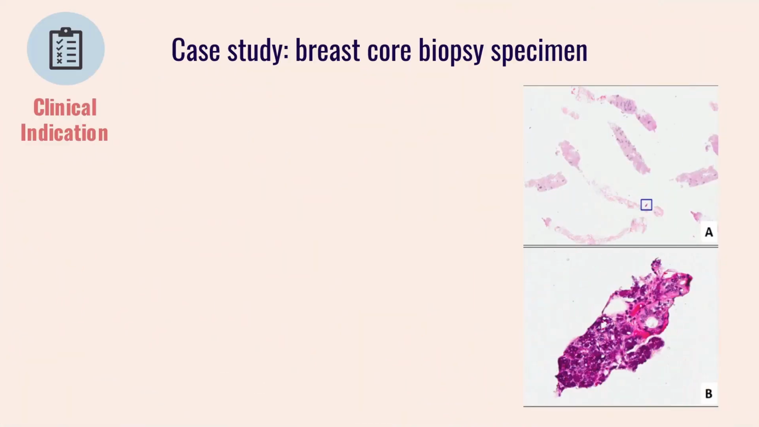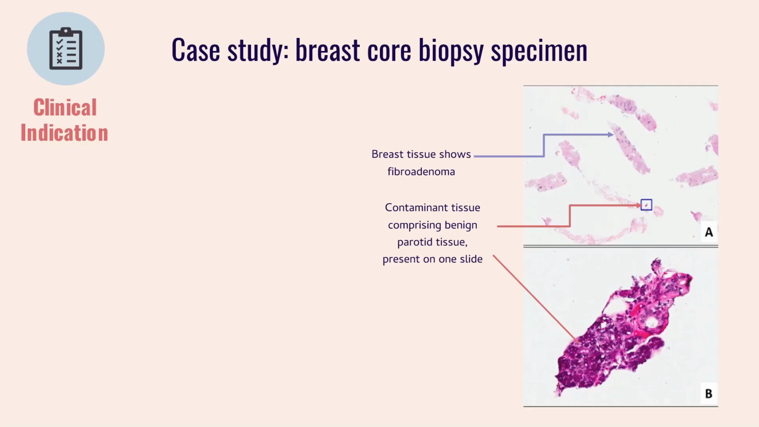Knowing the clinical indication and impression and what should or should not be present is important. This case study illustrates the point. The case was a breast core biopsy specimen showing a fibroadenoma and containing a fragment of benign parotid gland tissue on a single slide, seen on higher power in picture B. Given that the contaminant was seen only on one slide, it is easy to assume that the contaminant originated at the water bath stage, and one might make the mistake of not investigating this issue any further.